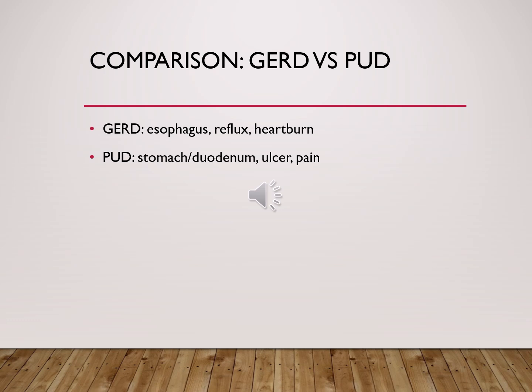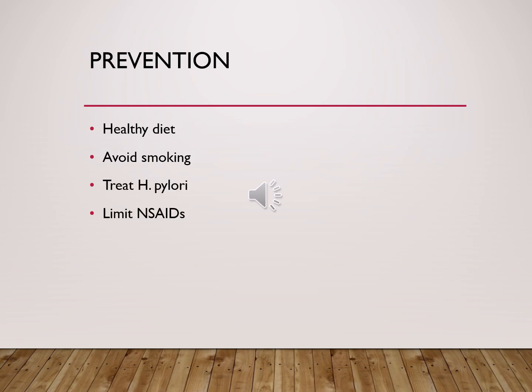GERD versus PUD. The prevention is a healthy diet, avoid smoking, treat H. pylori, and limit NSAIDs. Prevention of peptic ulcer disease. These are the preventions. Now we will go through the conclusion.